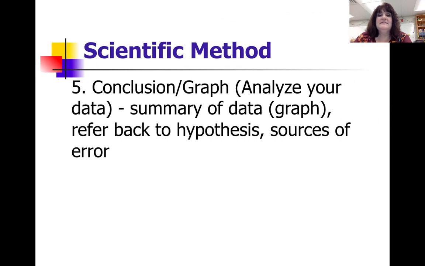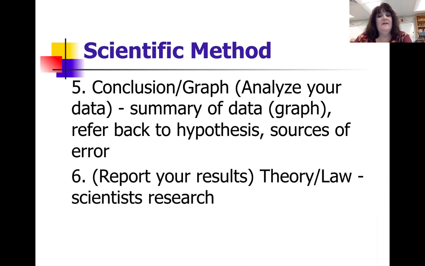Part 5 of the scientific method is the conclusion or the graph. This is where you analyze your data. This is the summary of the data, the results, and it must refer back to your hypothesis and include any source of error. Where could you have made a mistake? Finally, part 6 is report your results. This is going to become a theory or a law, and we will talk about those separately. And this is how scientists research.